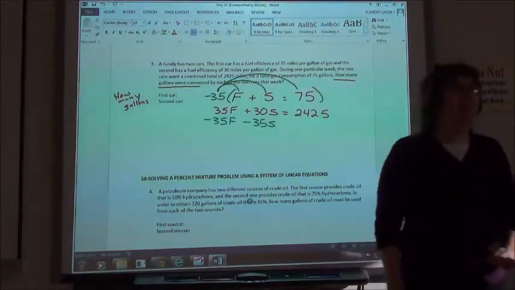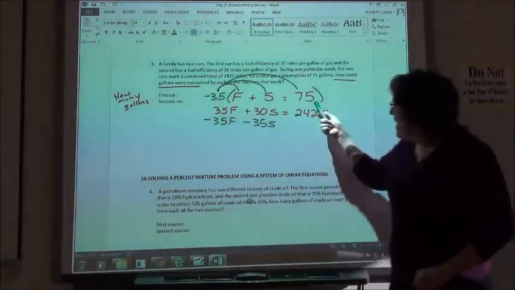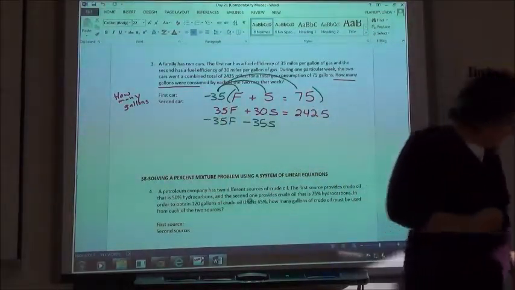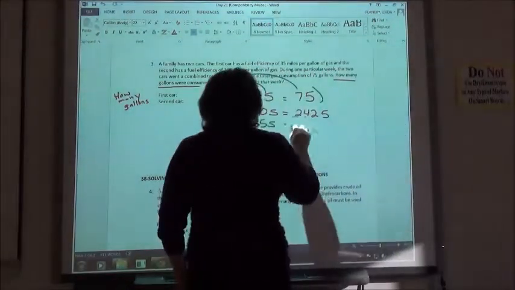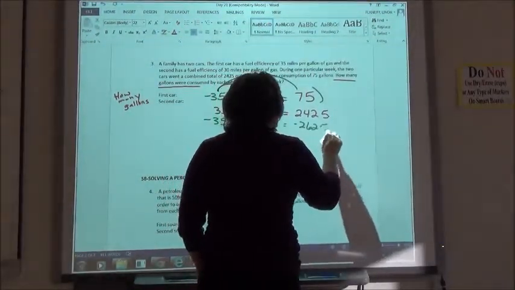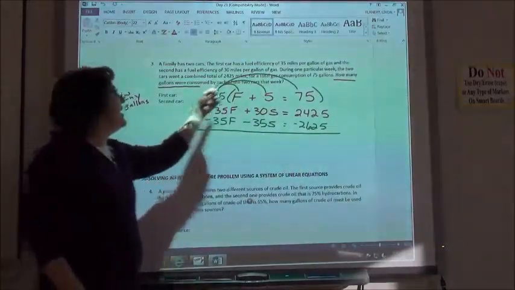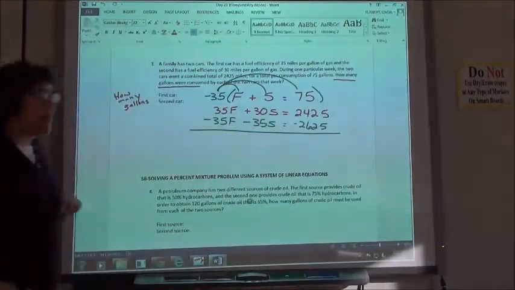Multiply that again. 35 times 75. So negative 2625. Since I have a negative times a positive, I'm going to get a negative down there.